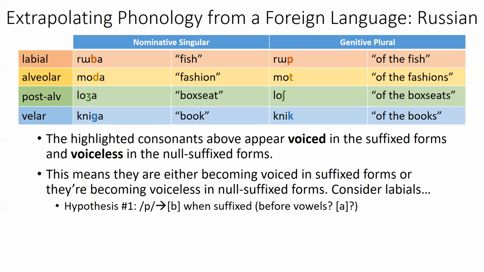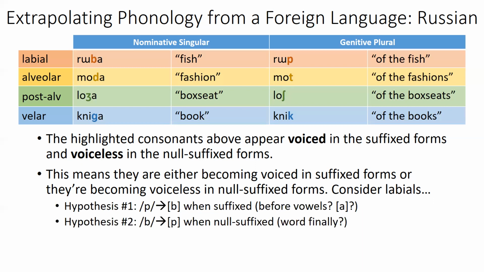So our first hypothesis we consider is that P is pronounced B when suffixed. Maybe we could say when before vowels or before -a. We can refine that hypothesis later, but the suffixed forms are undergoing some sort of voicing in this hypothesis. And a second hypothesis here is that B is becoming voiceless when null suffixed, and we can probably say it's happening at the end of words.